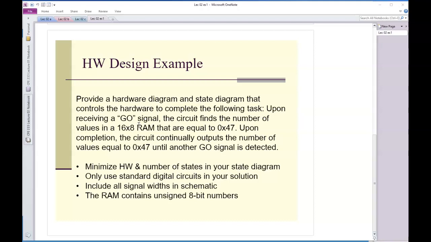So this is a 16x8 RAM. It has 16 chunks of things in it. I need to drive the address with a 4-bit counter. So I need a 4-bit counter. I need a RAM, and while looking through this, it's counting up to 16, right? It could possibly be that every single piece of data in this RAM is 47. That could be 16 things.